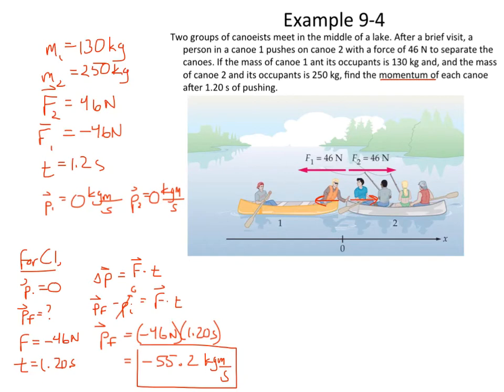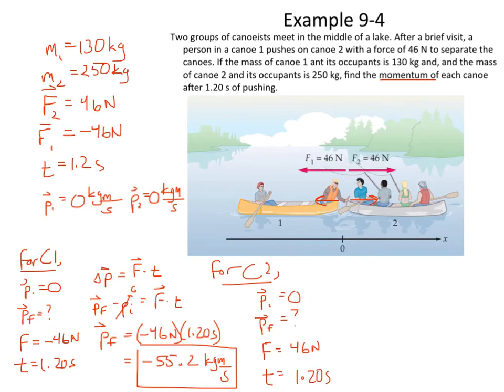All right? So the mass really did not have anything to do with the momentum change. We're going to find the same thing is true for canoe 2. For canoe 2, the initial momentum is 0, right? The final momentum is what we want to solve for. The force being applied equals 46 newtons, and the time is the same amount of time, 1.20 seconds.